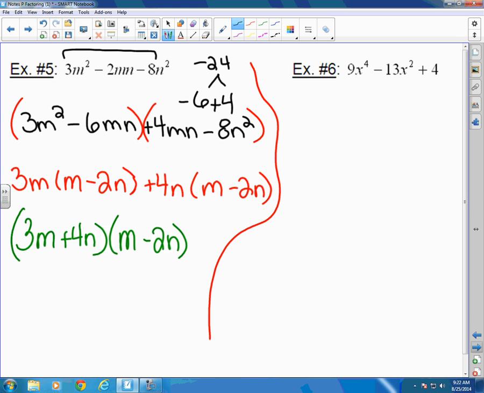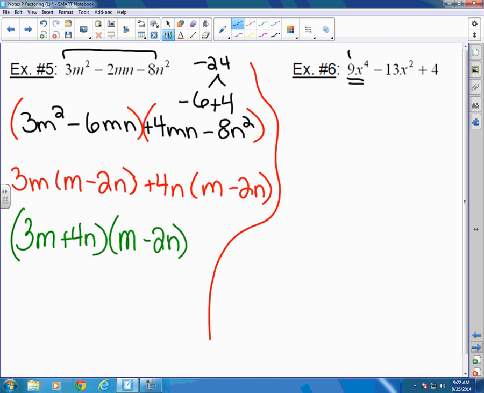The last one is our final factor by AC grouping method. And we have 9x to the fourth minus 13x squared plus 4. Don't let the powers scare you. Just because it's an x to the fourth doesn't mean you factor it any differently. It still is a trinomial, and anytime it's a trinomial, we're going to use that AC grouping method.